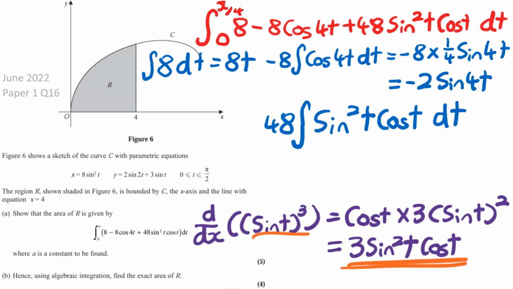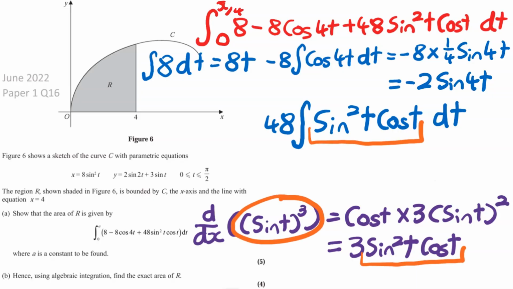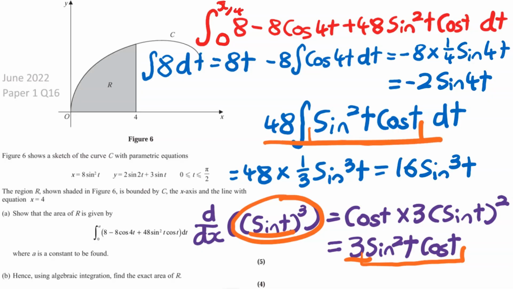When you differentiate this, it is of the correct format, this sin squared t cos t that we have in the integral. So this suggests that this is the correct answer, but remember you also need to divide by this coefficient here, which is 3. So the integral of sin squared t cos t is equal to 1 over 3 sin cubed t, because we need to divide by the 3. Multiply it by the 48 that we took out at the start. 48 times 1 over 3 is 16. So when we integrate this here, this is equal to 16 sin cubed t.